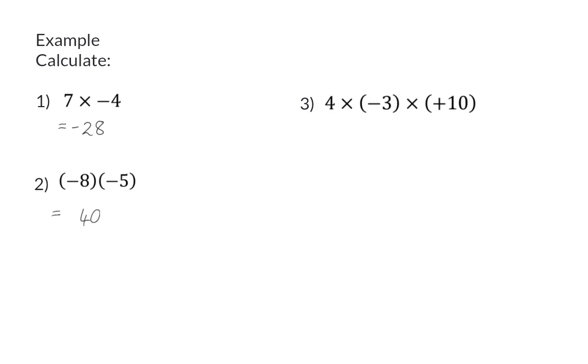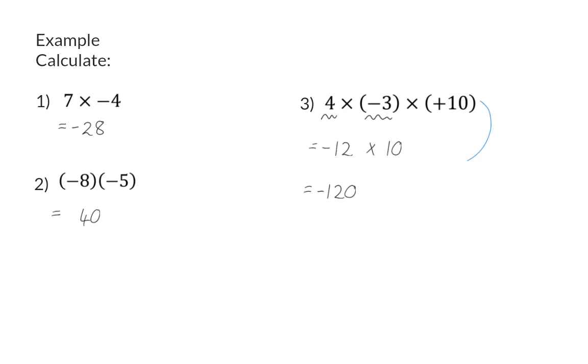In the third example, we now need to multiply 3 values with each other, and you can choose in which order you want to do that. I'm going to start off multiplying 4 by minus 3. 4 times 3 is 12, and this is of course minus 12 because there's only one negative. This should now be multiplied by positive 10. Next, 12 times 10 is 120, and once again I only have one negative, so my answer stays negative 120.